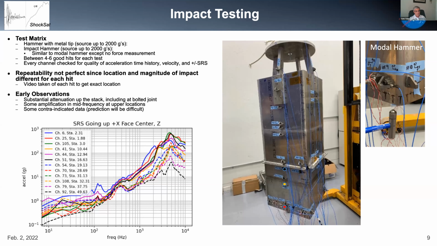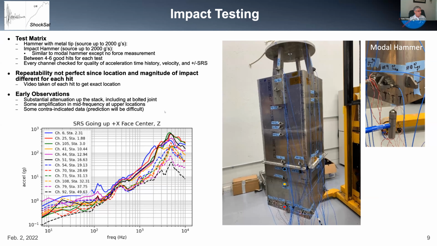So for the hammer, it was easy to keep going. So we did 4 to 6. We tried for 6, but we didn't always get 6. And then we recorded all the data. And then we have a video of every hit, and this is a picture extracted from one, so we can see exactly where we hit it. And that's reflected in the spreadsheet you've been provided.